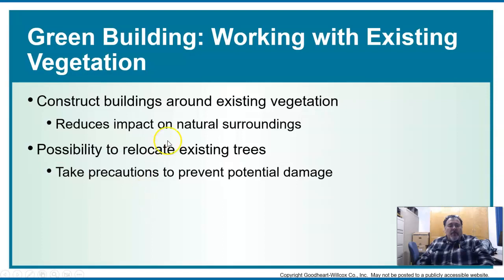So constructing the building around existing vegetation reduces the impact on the natural surroundings. Possibility to relocate existing trees or take precautions to prevent potential damage. So you might move plants and vegetation around them to keep them. You might save that money. You might not hurt the land by introducing species that are not part of that region.